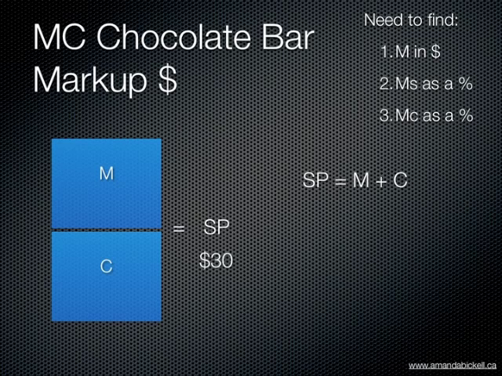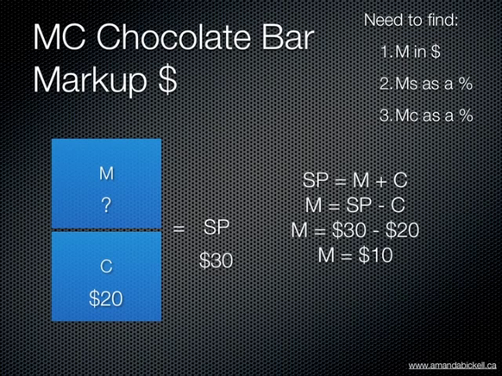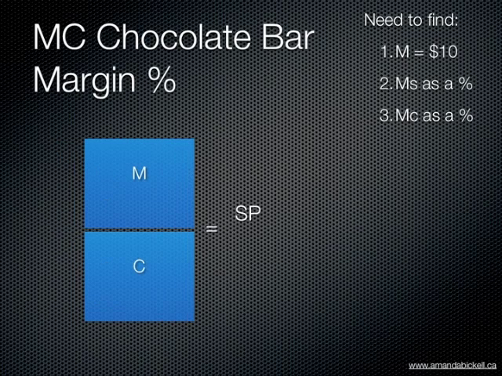We know from our question that we sell our product for $30. So in this case, the selling price is $30. We also know from the question that the cost of the product is $20. We know that we're trying to find the markup. We can rearrange the selling price equation and isolate for the markup that we're trying to find. So if we simply subtract the cost from the selling price, we end up with our $10 markup or margin in dollars.